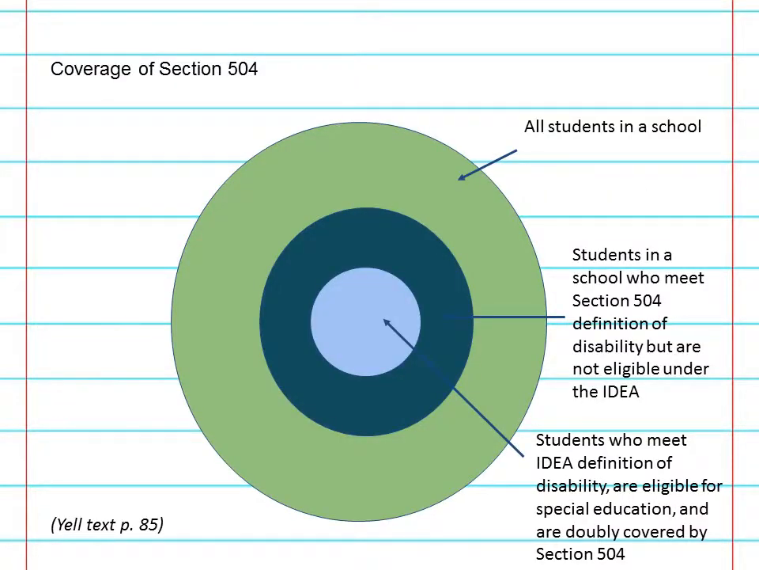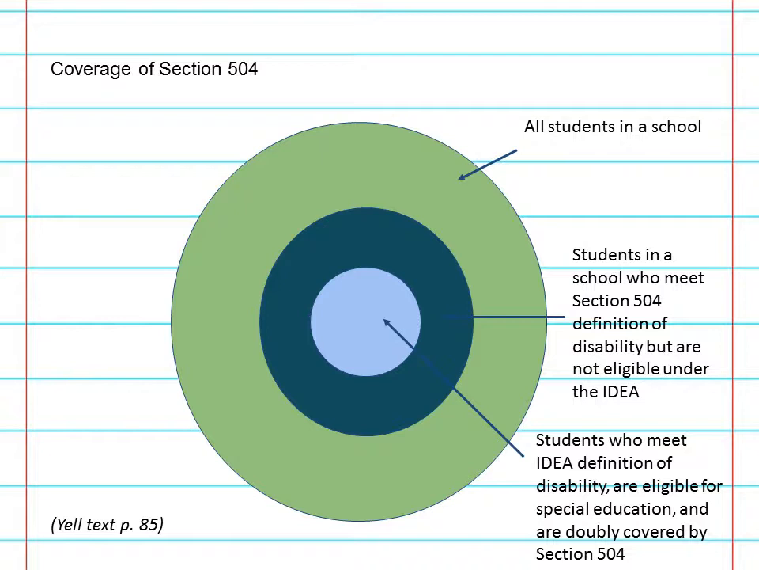Now let's go on and see who is covered by Section 504. On this slide you can see 3 circles. The outermost circle is all students within the school. The next circle is students in the school who meet the Section 504 definition of a disability, but they aren't included under IDEA. So you can see that's a few more students. And then the very center, the fewest number of students, are the students who meet the definition for IDEA, for a disability. They are eligible for special education, but they're also covered under Section 504. They're within that other circle.